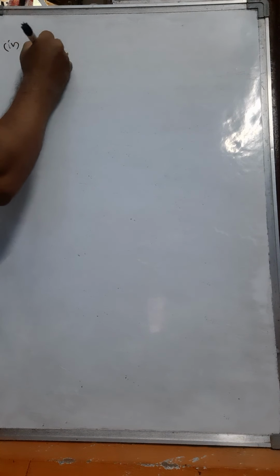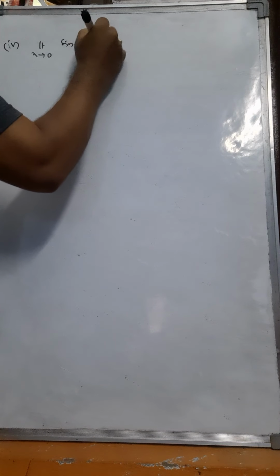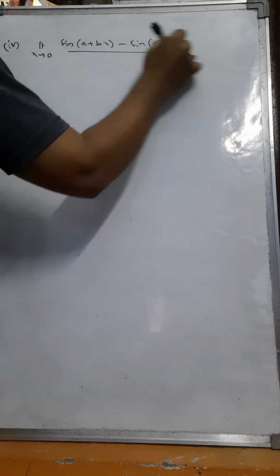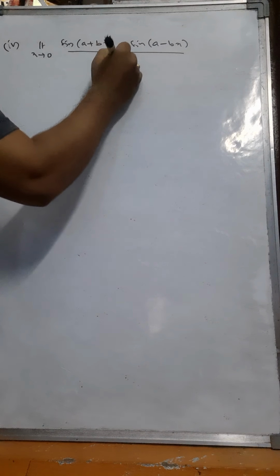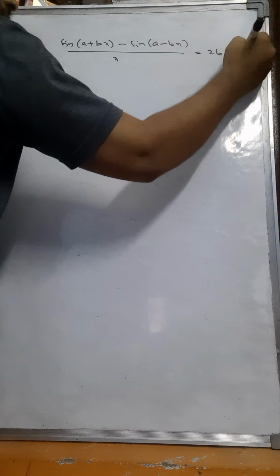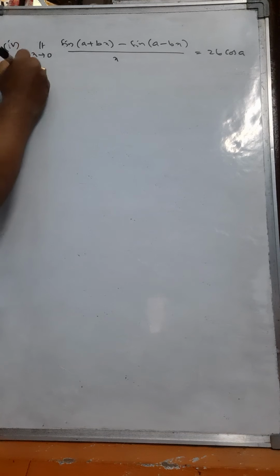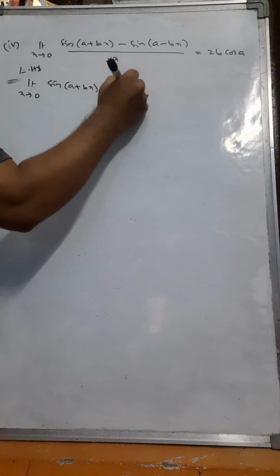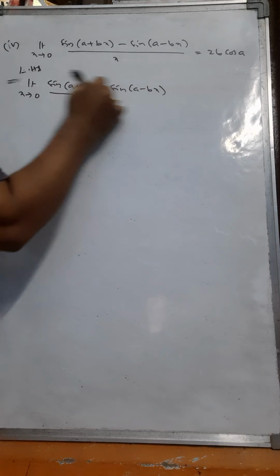The next problem, fourth problem: limit x tends to 0 of sin(a+bx) minus sin(a-bx) by x is equal to 2b cos a. So here, LHS: limit x tends to 0 of sin(a+bx) minus sin(a-bx) by x.